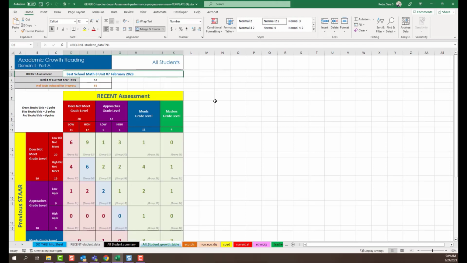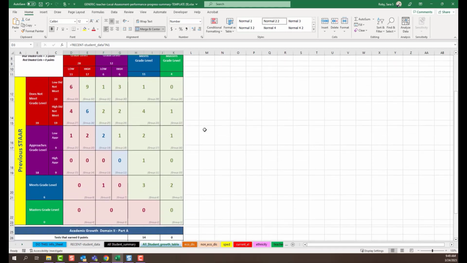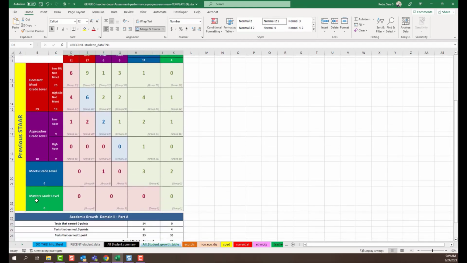I am looking at 8th grade math. It's a Unit 7 test. I'm going to scroll down and look at where my students are. I actually don't have any students who were masters grade level last year. It happens, totally okay. So again, I started from the bottom and I'm going to move up.